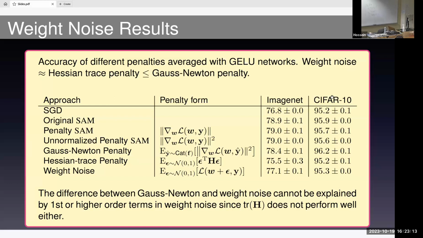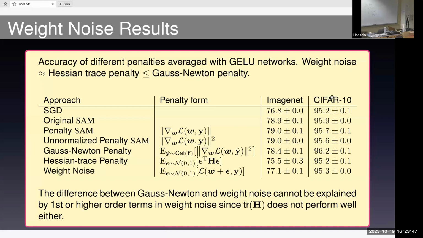And then for the ones that have a penalty form, this is the form of the penalty, right? The thing you see here is that when you use the Gauss-Newton approximation, that is, when you drop the NME term, the performance is better than weight noise or Hessian penalty. Hessian trace still has the NME term. It's like Gauss-Newton plus NME. So it's doing better than both of these, suggesting that, again, NME is important.